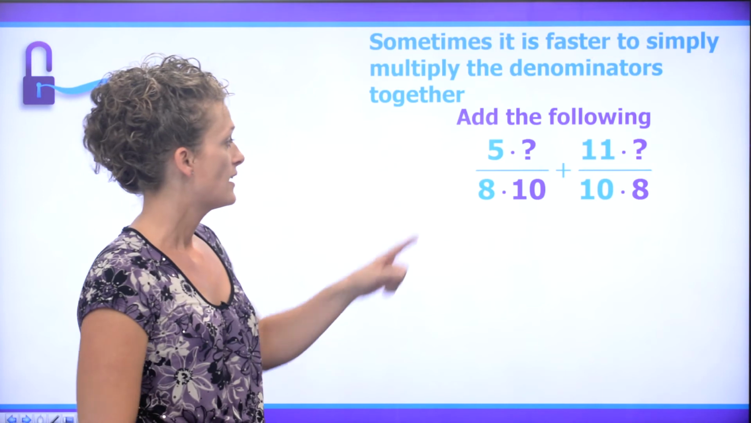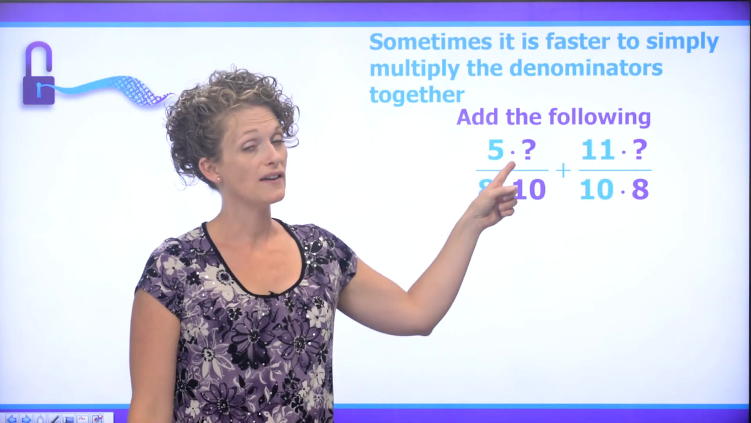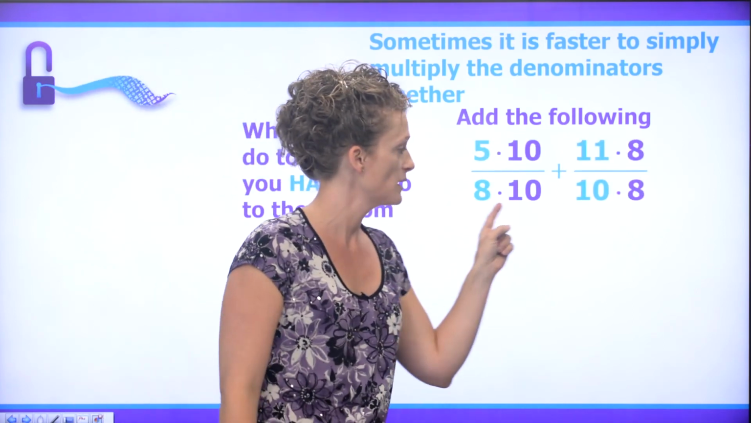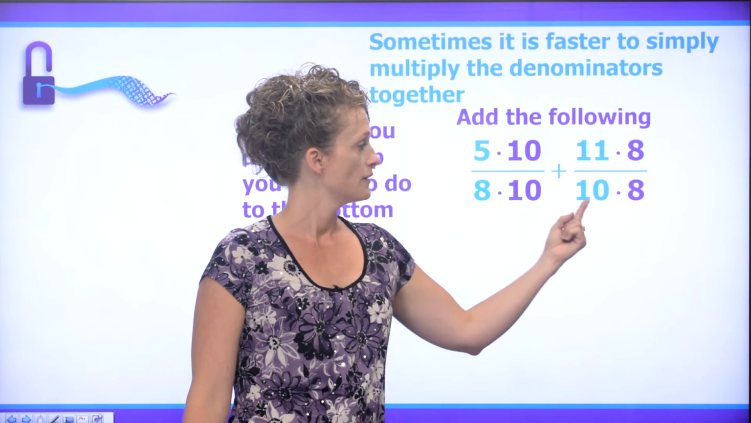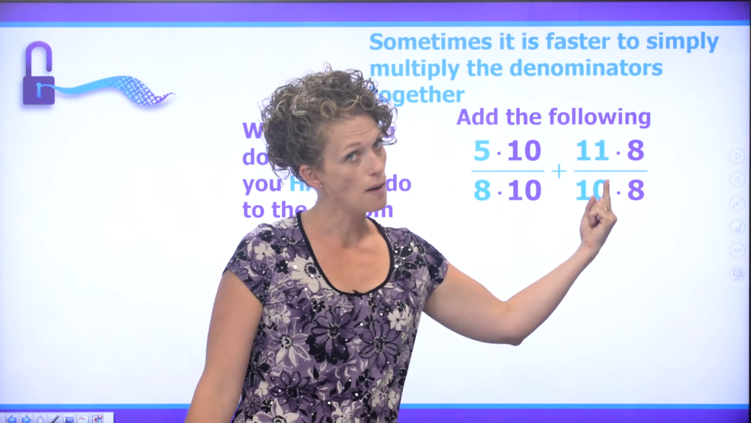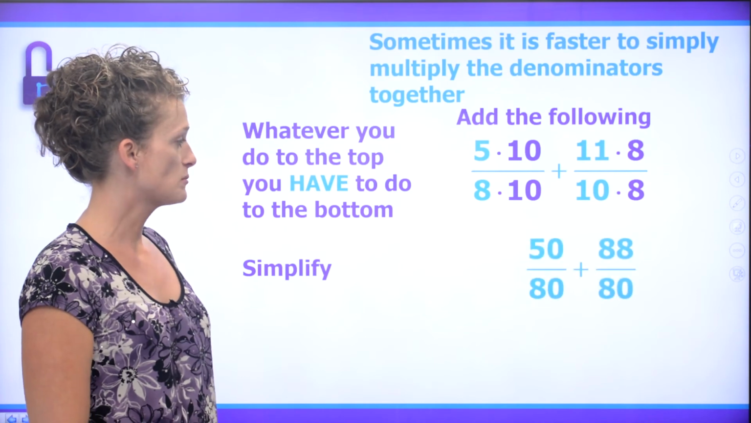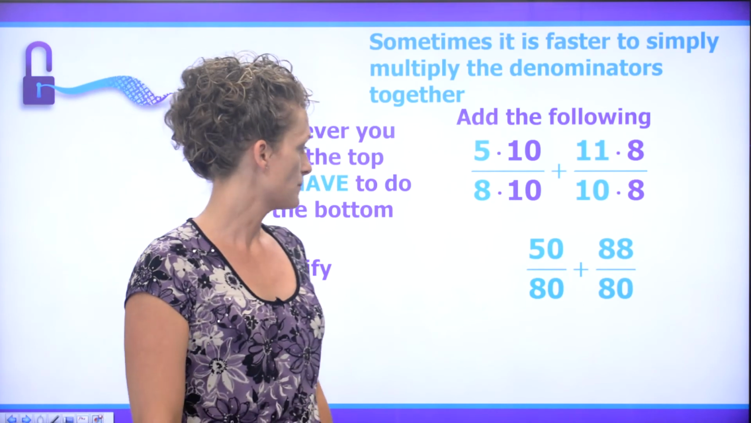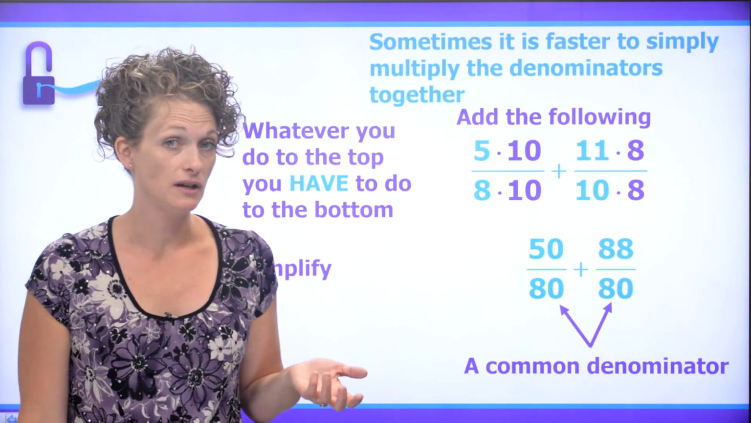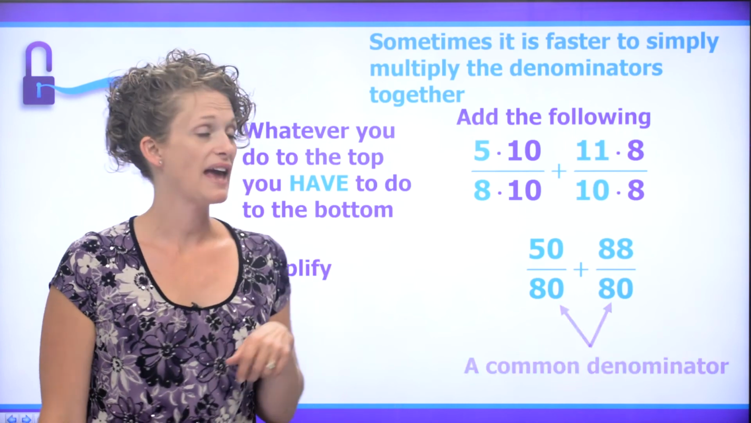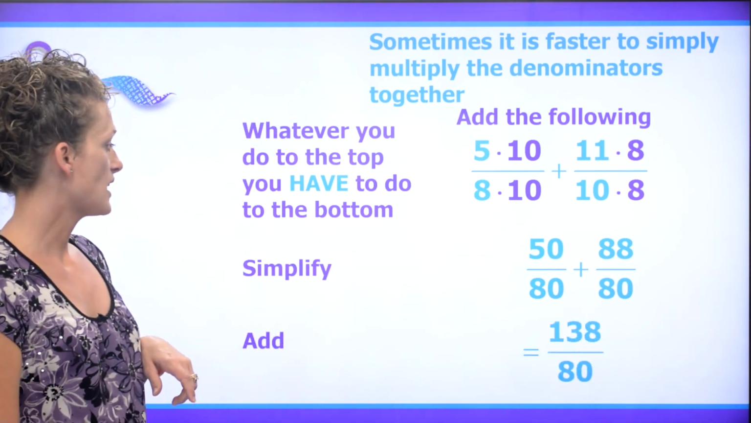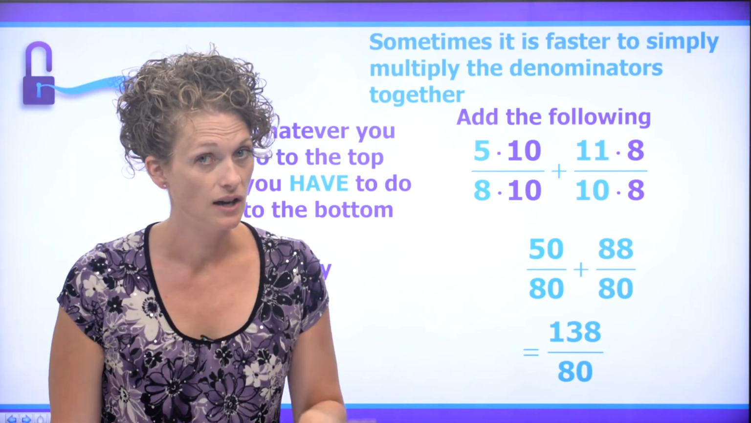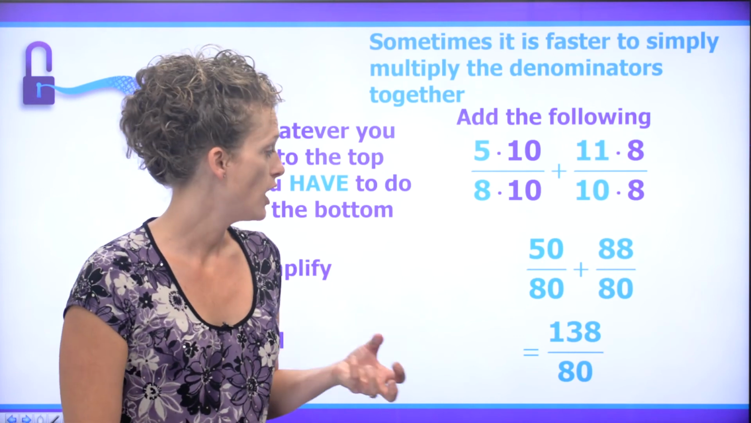When I do that, I know that I have changed the bottom, so I have to change the top by the same amount. If I multiply the bottom by 10, I'm going to multiply the top by 10. If I multiply the bottom by 8, I have to multiply the top by 8. If I simplify that by doing the multiplication, I get 50 over 80 plus 88 over 80. Now I have a common denominator, so they are like, so I can simply add the numerators and I will get 138 over 80.